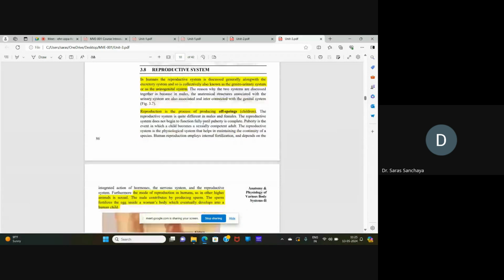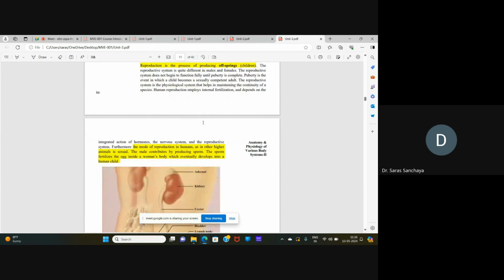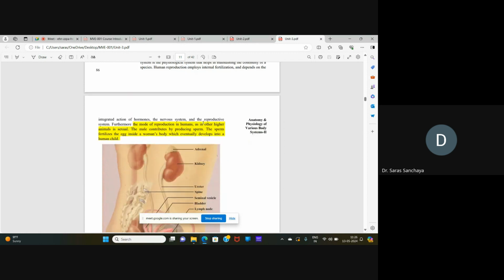Then reproductive system. In humans, the reproductive system is discussed generally along with the excretory system and so is collectively known as genito-urinary system or the urogenital system. Reproduction is the process of producing offsprings or children. The mode of reproduction in humans, as in other higher animals, is sexual. The males contribute by producing sperm. The sperm fertilizes the egg inside the woman's body, which eventually develops into a human child.